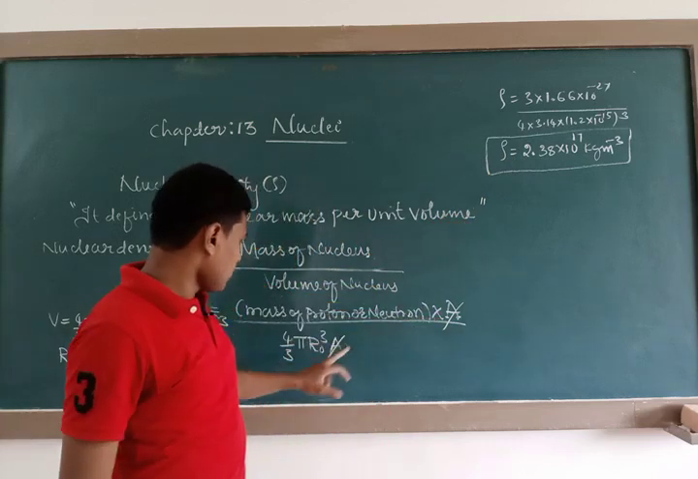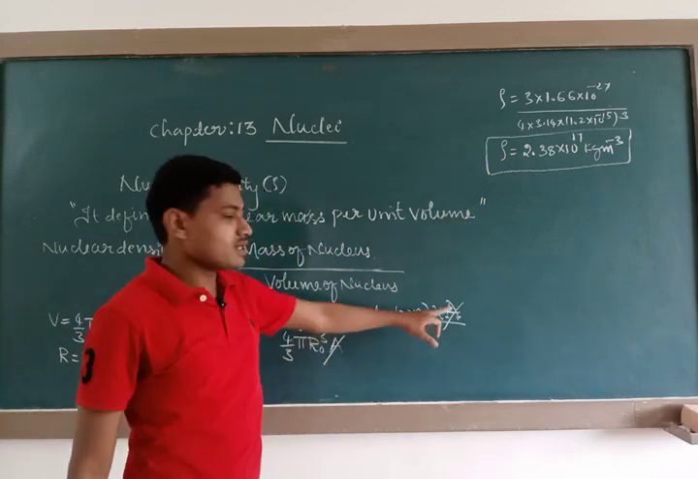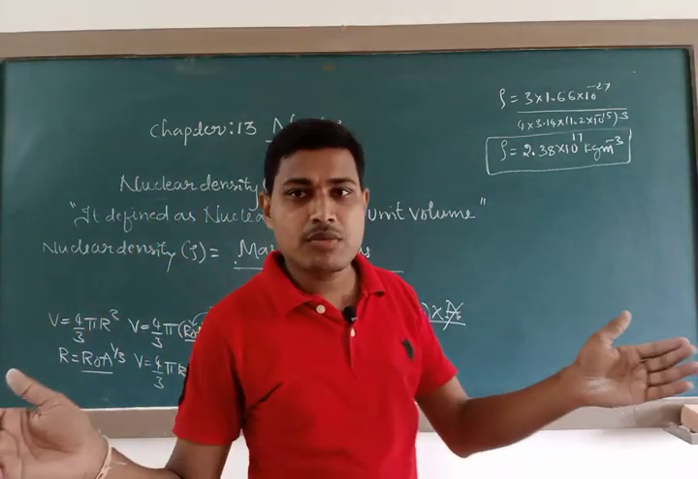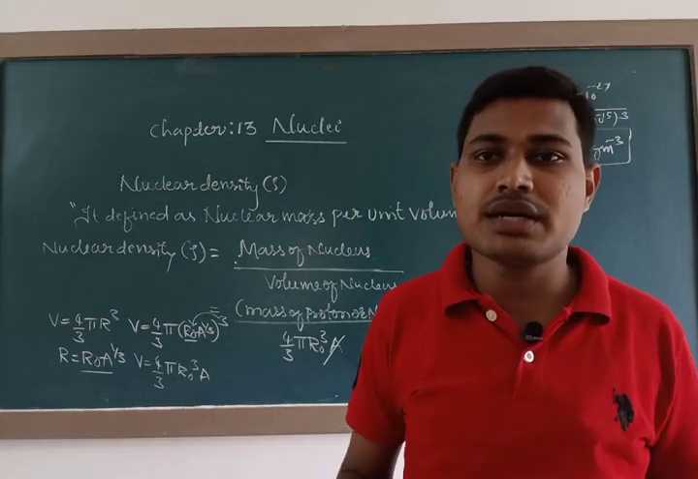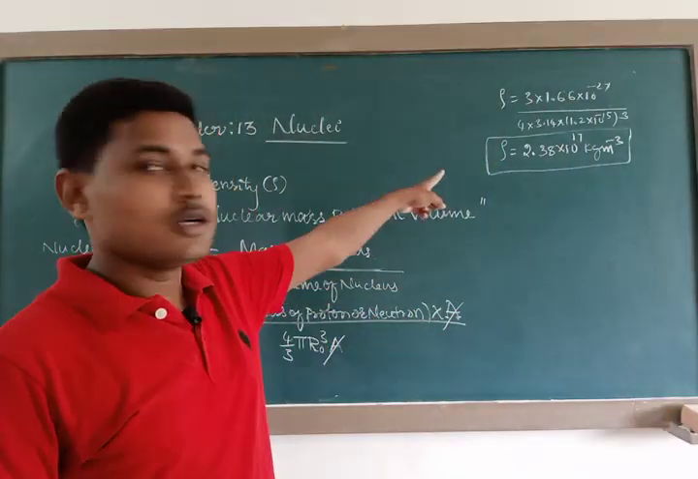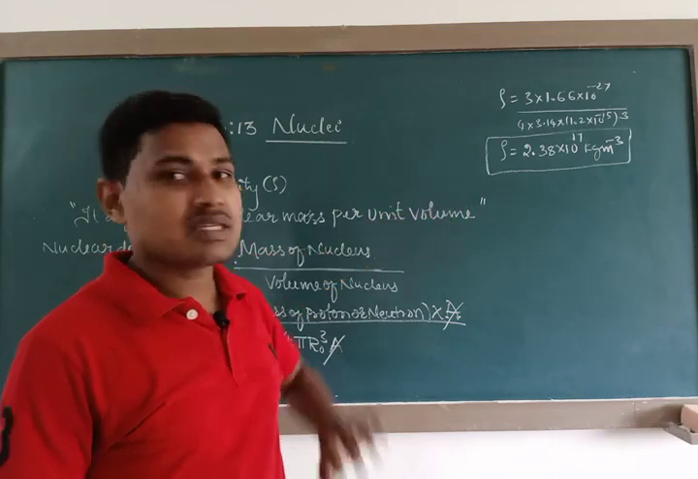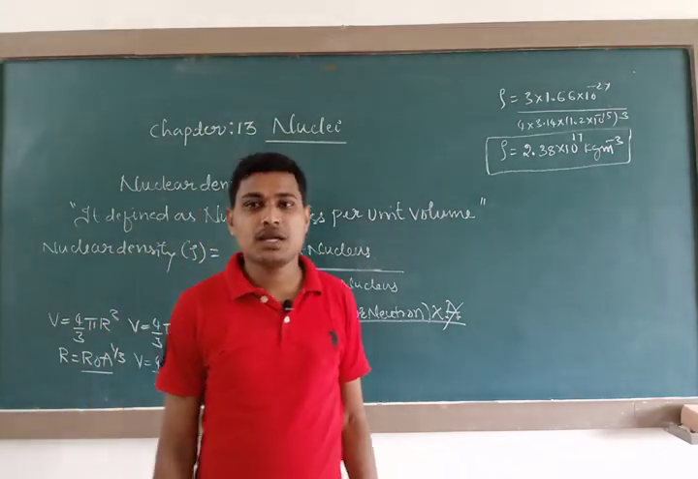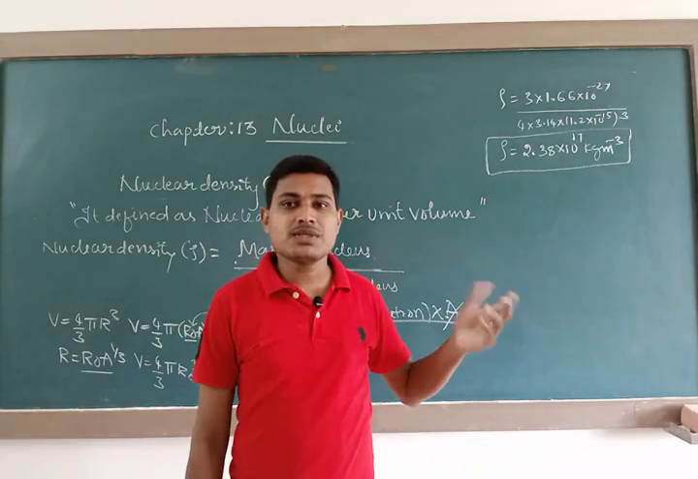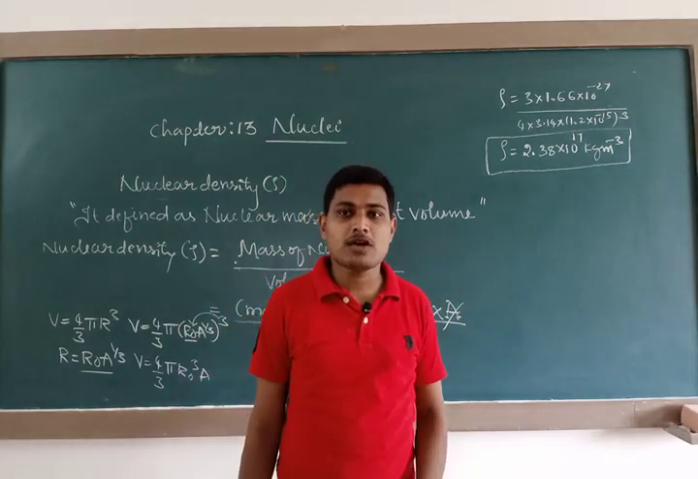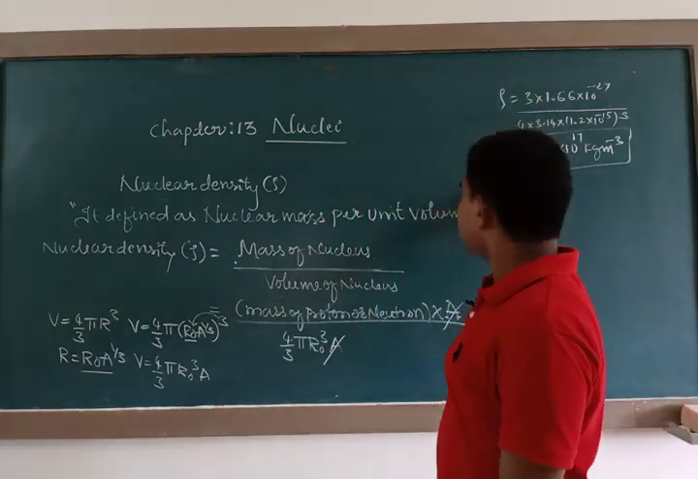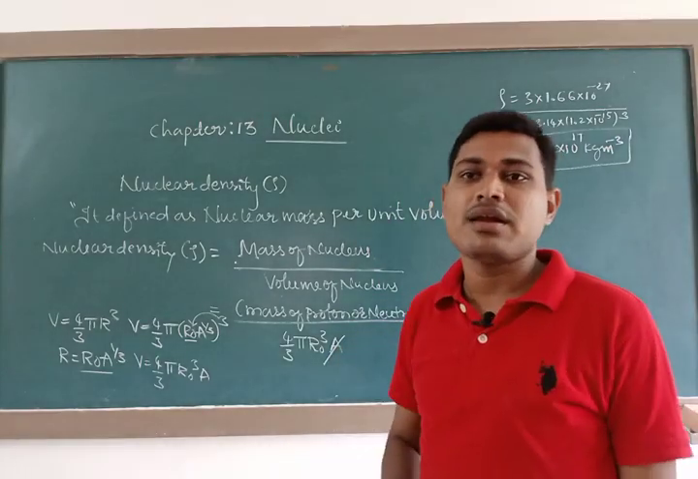Nuclear density is independent of atomic mass number. Whatever the atomic mass number of that particular nucleus may be, the density of the nucleus remains the same, almost 2.38 × 10^17 kg per meter cube. Therefore, nuclear density is independent of atomic mass number or nucleons, and it is the same for the nuclei of all different elements.